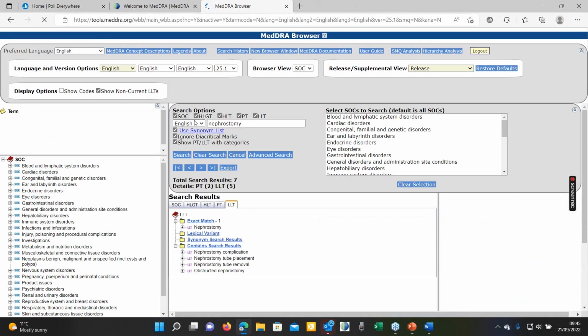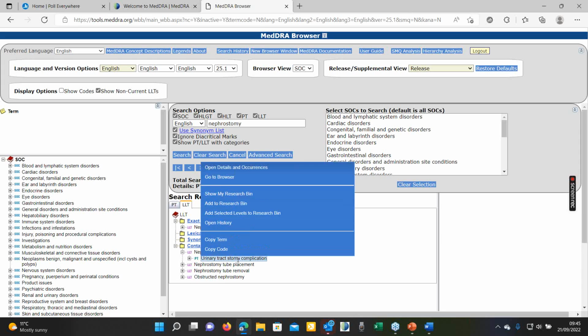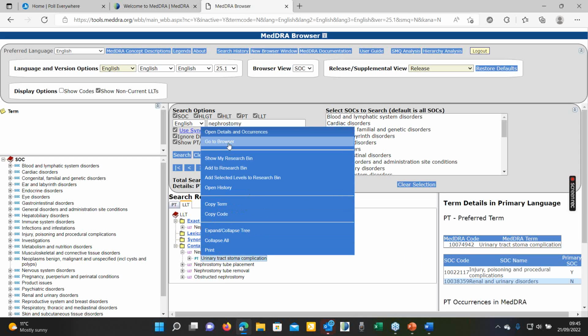So nephrostomy, what do we have there? That's where we see nephrostomy complication, nephrostomy tube placement and removal, or an obstruction to the nephrostomy. Well, none of those are relevant. The closest there is nephrostomy itself as a place. But let's look at nephrostomy complication. It has a PT of urinary tract stoma complication. So MedDRA puts it with other stoma terms.